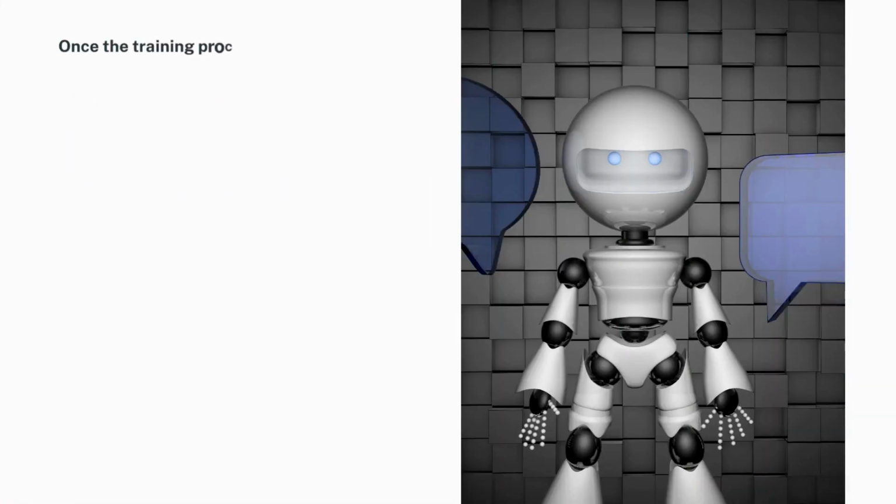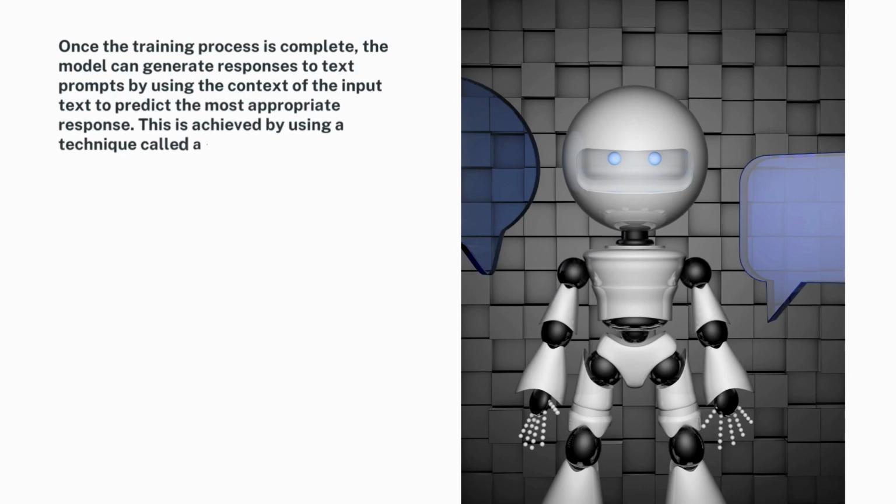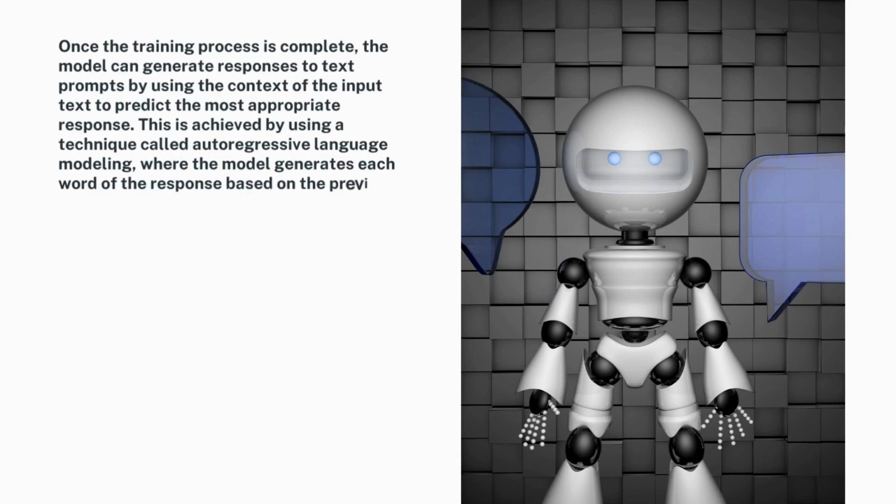Once the training process is complete, the model can generate responses to text prompts by using the context of the input text to predict the most appropriate response. This is achieved by using a technique called autoregressive language modeling, where the model generates each word of the response based on the previous words generated.